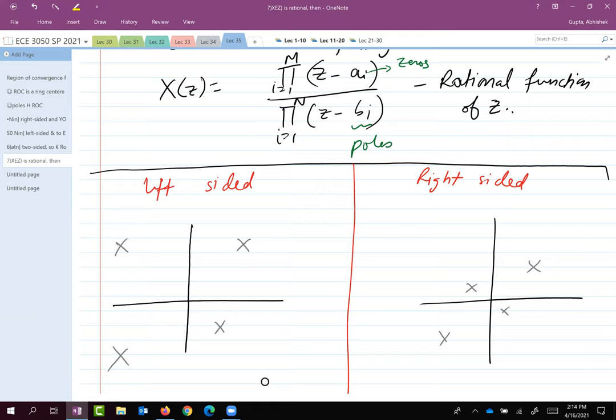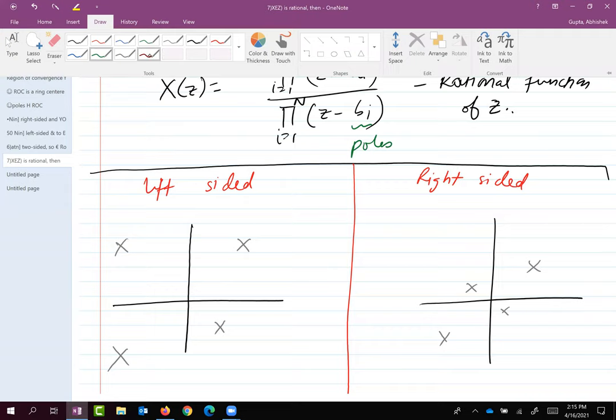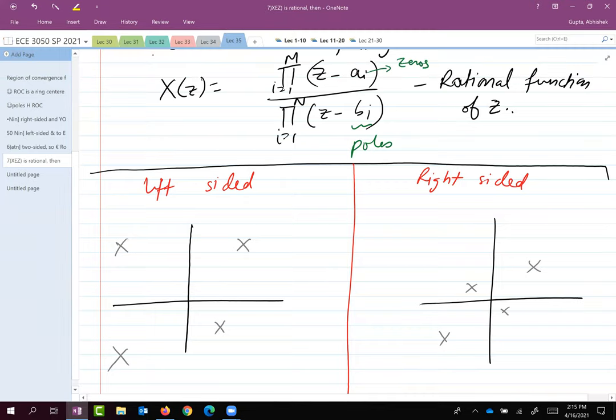So we know a couple of things about the region of convergence. The first thing is for left-sided signals, the region of convergence has to be close to the origin, whereas for right-sided signals, the region of convergence has to extend all the way to infinity. So that's the first thing we know. And the second thing we know is that the poles should not be part of the region of convergence because the Z transform at that point is infinity. So we know these two things. So that leads us to the following result.